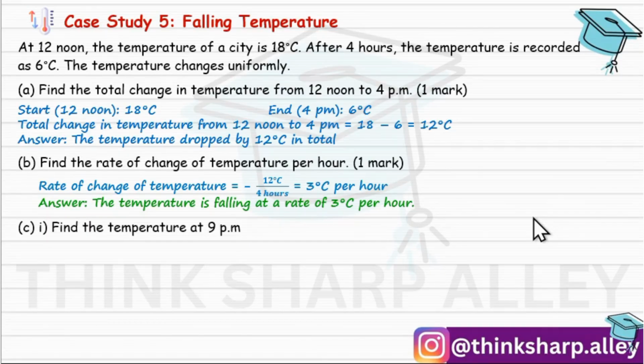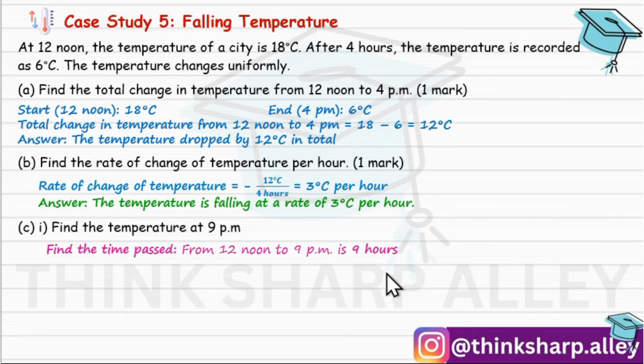Now part C. Find the temperature at 9 p.m. Now since we know the rate, it's very easy to predict the future. To find the temperature at 9 p.m., step 1 is to find out how much time has passed. So we started at 12 noon. Now I need the temperature at 9 p.m. So to find out how many hours have passed, we'll just subtract 12 from 9 p.m. It means 9 hours have passed.